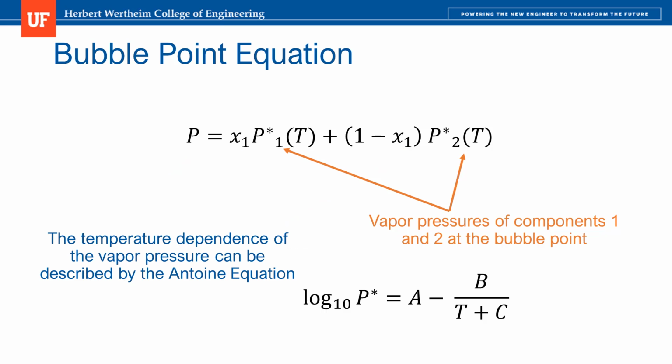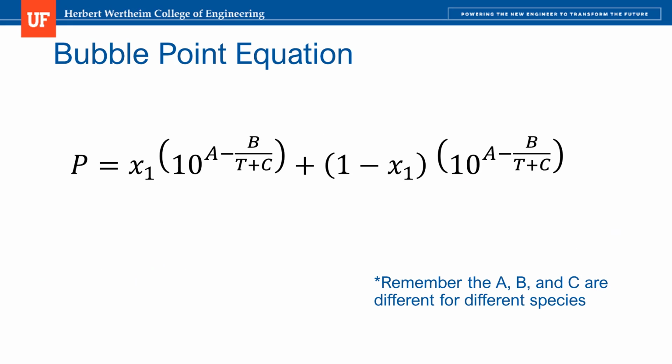There are various approaches for describing the dependence of vapor pressure on temperature, but one of the most common is the Antoine's equation. Log base 10 of P star is equal to A minus B over T plus C. In this Antoine's equation, A, B, and C are empirically determined parameters specific to each particular substance. If you solve this equation for the vapor pressure, and then plug that expression into the bubble point equation, you obtain the following. This equation can be easily solved for pressure if you are given a temperature.